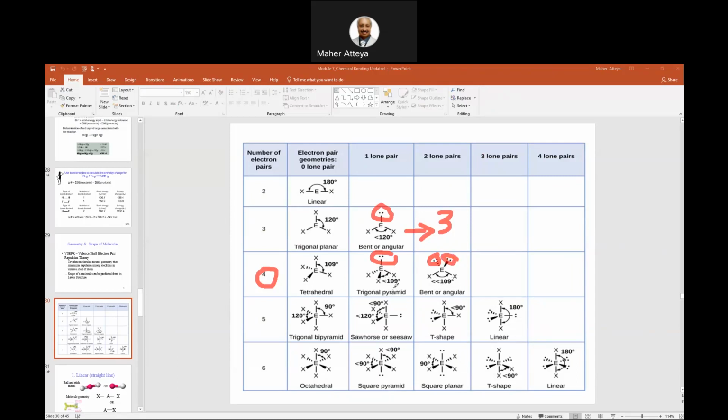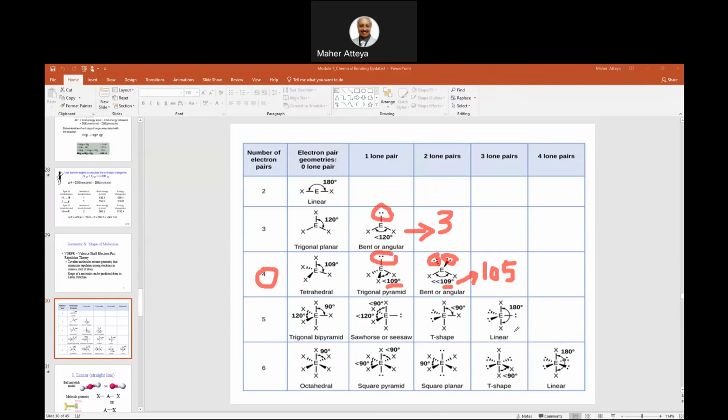So here, the angle is 109, and here the angle is less than 109. As a matter of fact, it is 105 for H2O. So the higher the number of lone pairs present, the more polar the compound, and the smaller the angle will be.